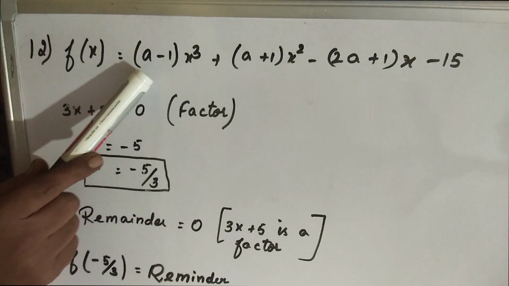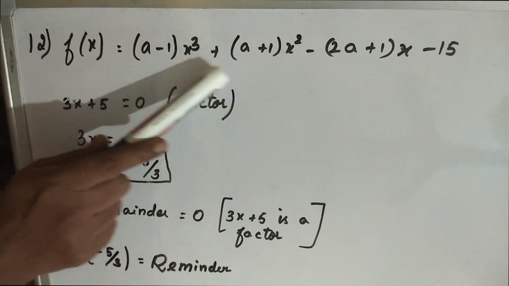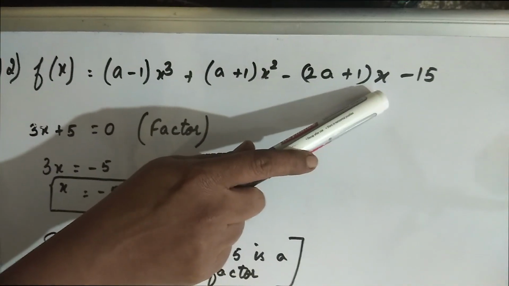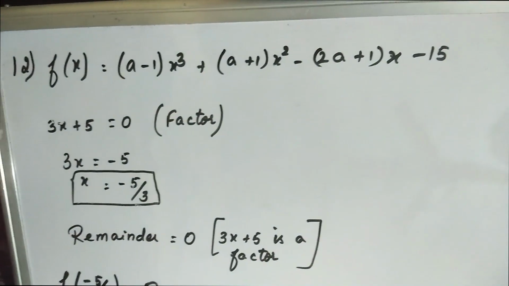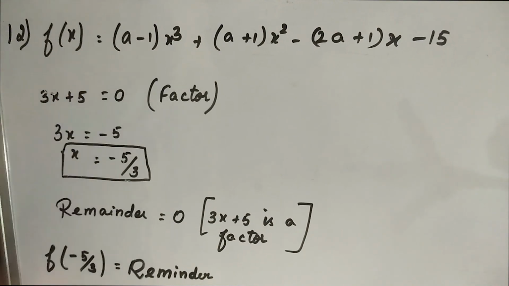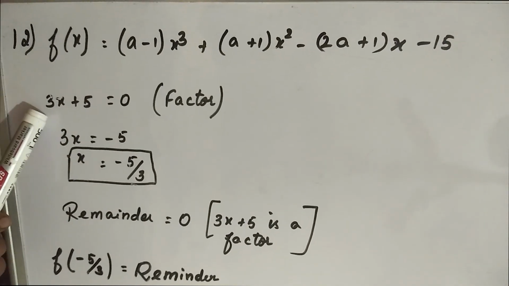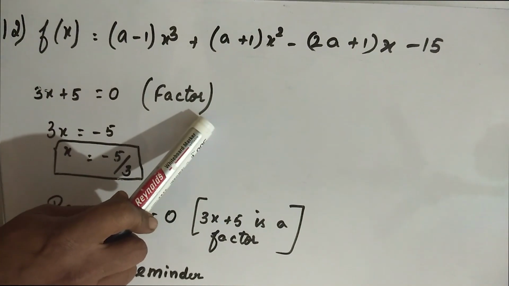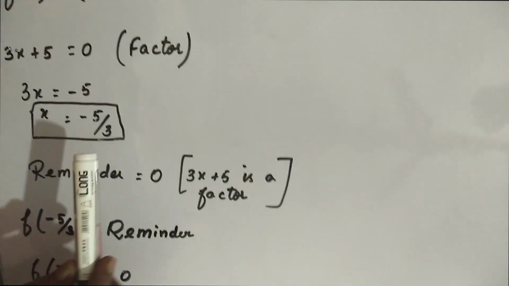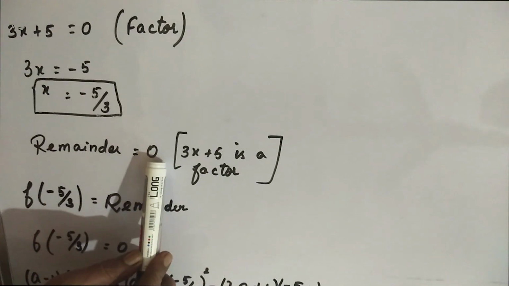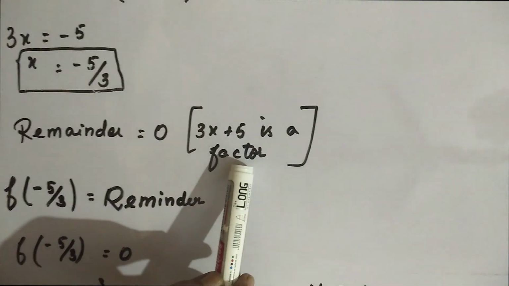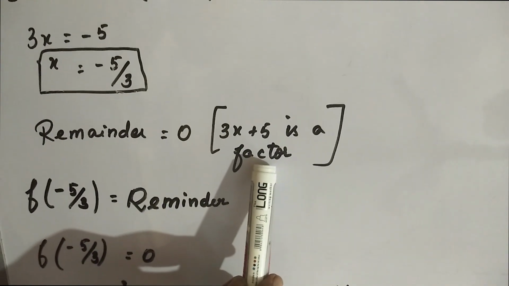In the question, it is given a minus 1 x cube plus a plus 1 x squared minus 2a plus 1 x minus 15. And they said 3x plus 5 is a factor. So get the x value now. x is equal to minus 5 upon 3. The remainder is equal to 0. Why is the remainder equal to 0? Because 3x plus 5 is a factor, and you know a factor leaves the remainder 0.